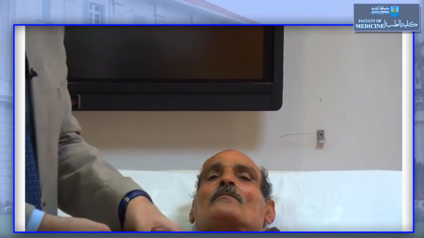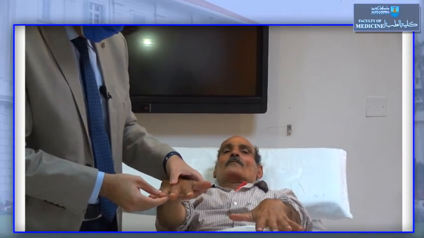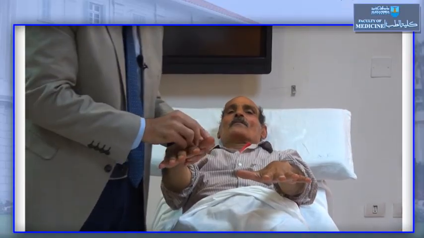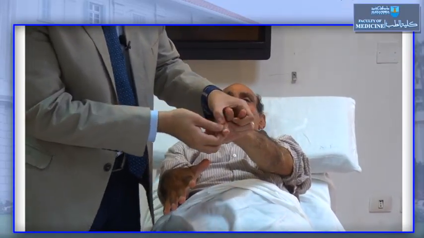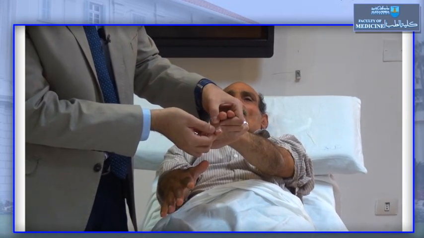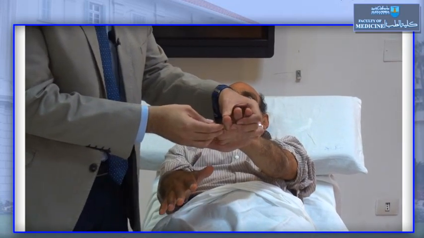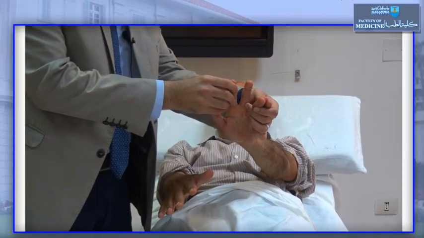Now we are going to examine the nails. There is loss of luster, but there is no pitting. Here we might find some hematoma in the nail bed. No spooning.